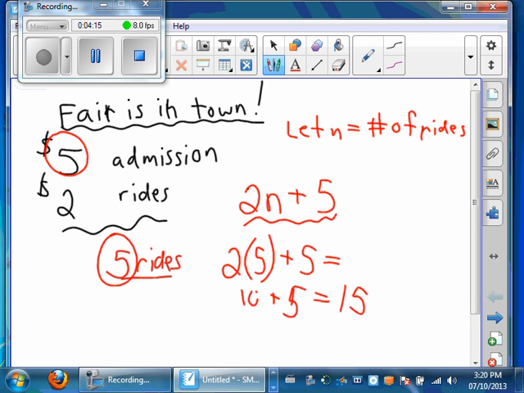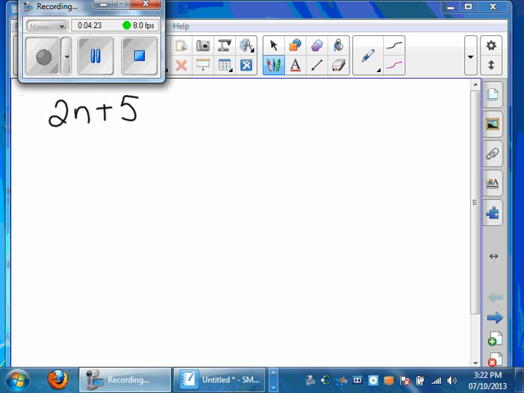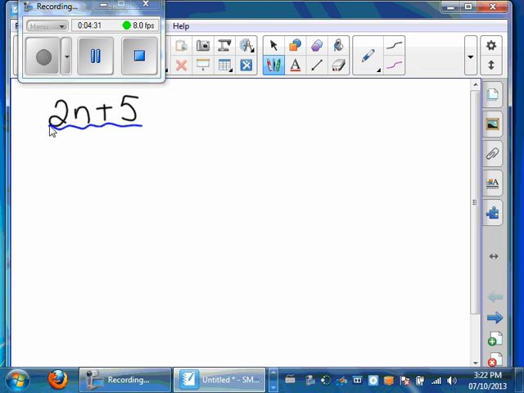But what if we were given a problem where we knew how much money we spent, but we didn't know how many rides we went on? Let's take a look at that. All right, so now we've got our expression here, 2n plus 5. That's our expression so far for what we're going to be doing with regards to going to the fair. But say at the end of the night, we realize that we spent $21. So what we can say is that our $21 that we spent was equal to 2 times the number of rides plus the $5 of admission.